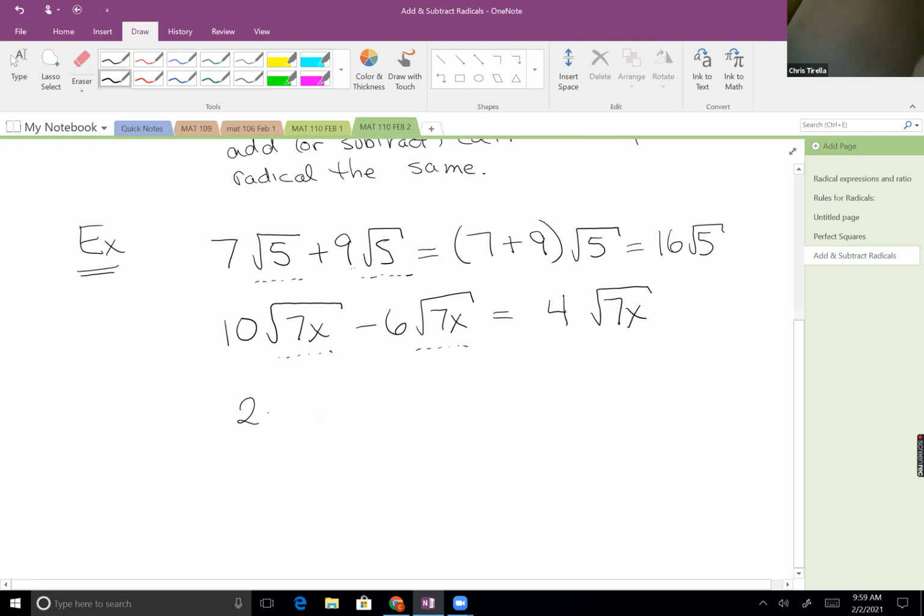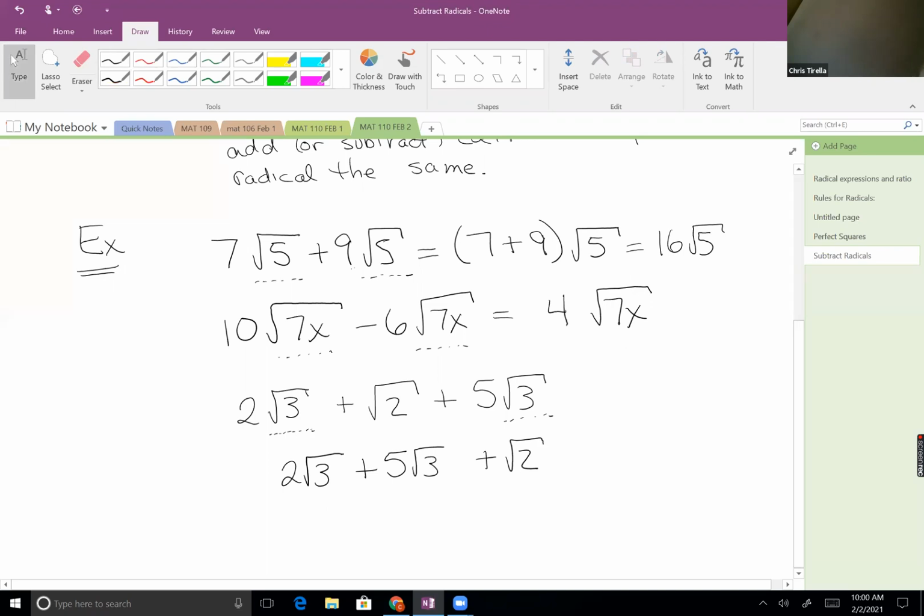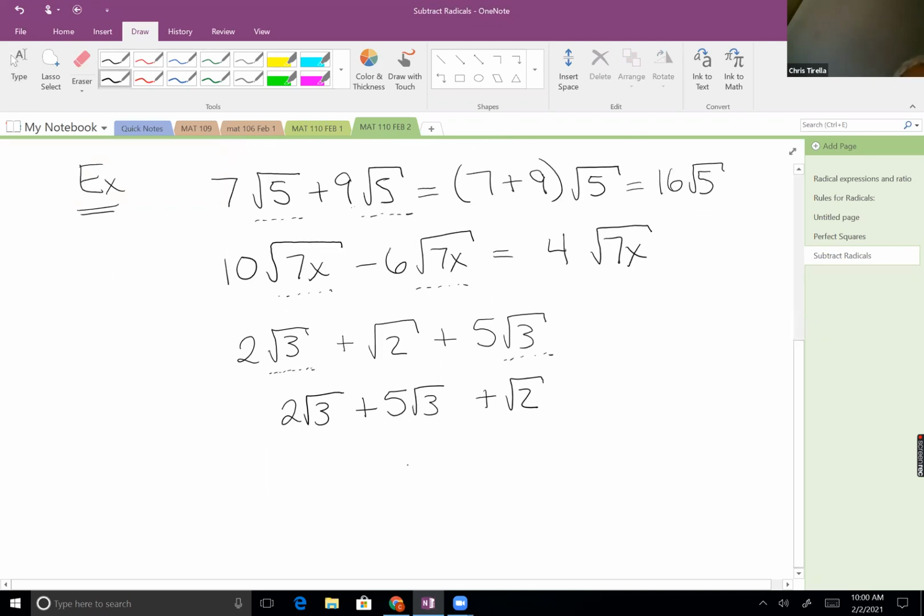Next example, I have 2 times the square root of 3 plus the square root of 2 plus 5 times the square root of 3. Again, what we have to remember is we can only combine like radicals. The radical parts have to be the same. So over here, I can combine the ones with the radical 3. I can take 2 radical 3 and add to it 5 radical 3. But then that radical 2, it's different. It can't be added. So here my final answer would be 7 radical 3 plus radical 2.